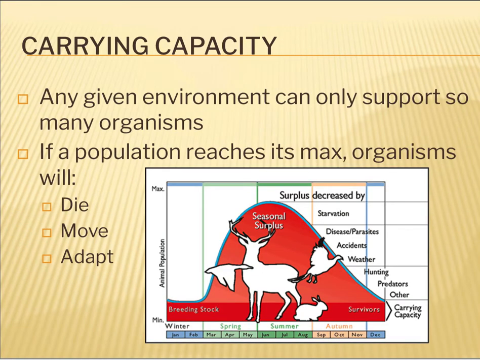When an environment becomes stressed by an imbalance, it often results in a lack of resources for the organisms living there. With less resources, the environment can no longer support the same amount of living things. The amount of organisms an environment can support is called its carrying capacity. When the population numbers reach or exceed their carrying capacity, they have three choices. Those organisms can die, move, or adapt.